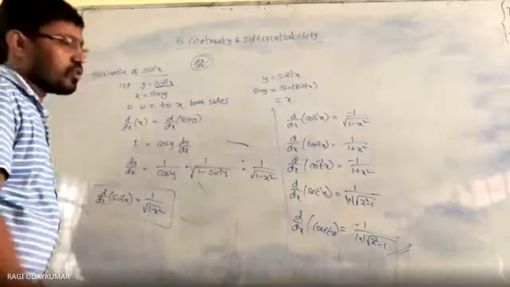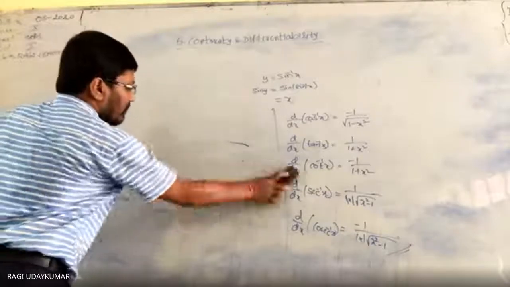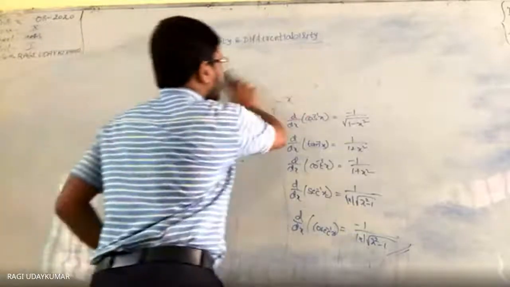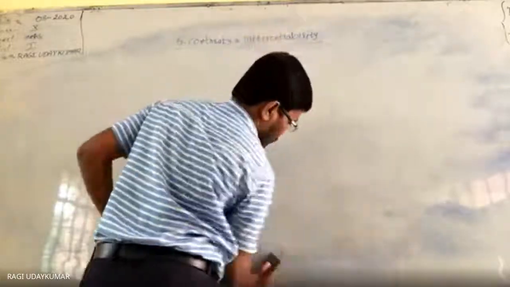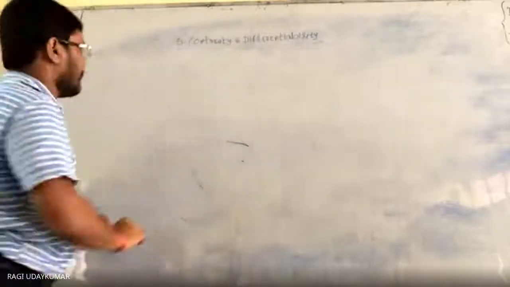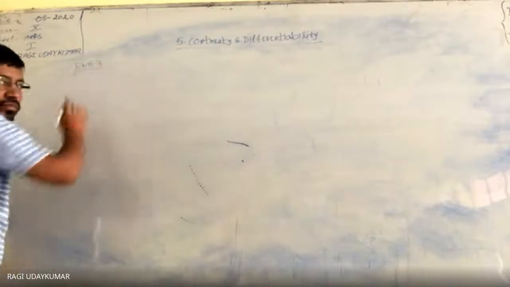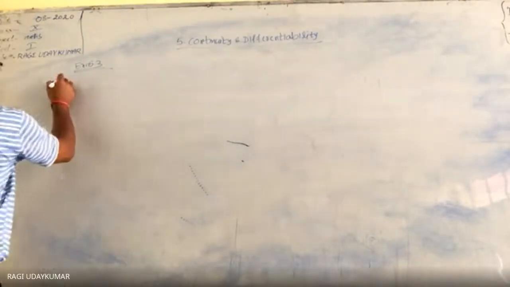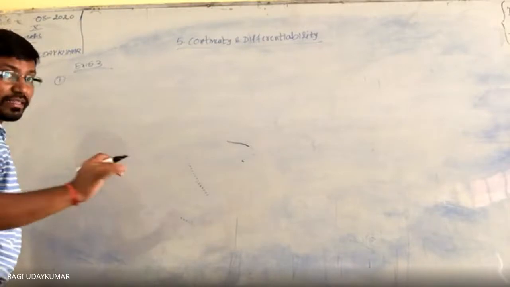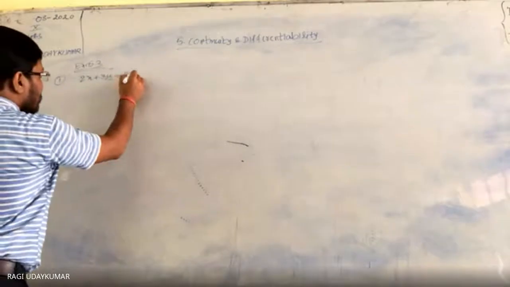Okay. So now let us go for exercise 5.3. You will see here the first question: given that 2x plus 3y is equal to sin x, find dy by dx. 2x plus 3y is equal to sin x.